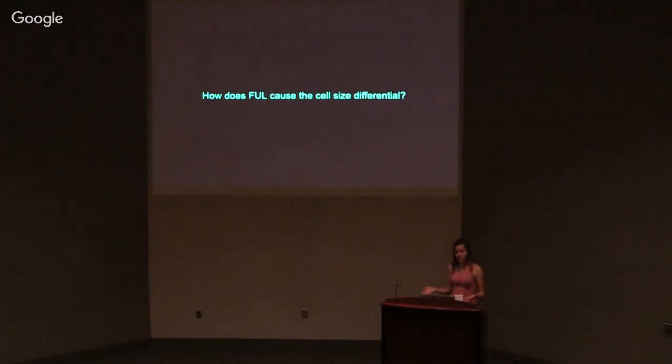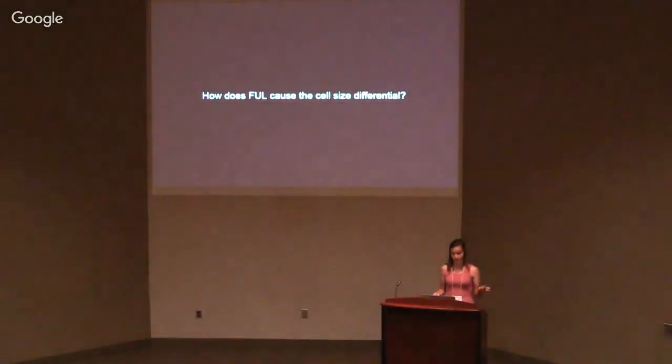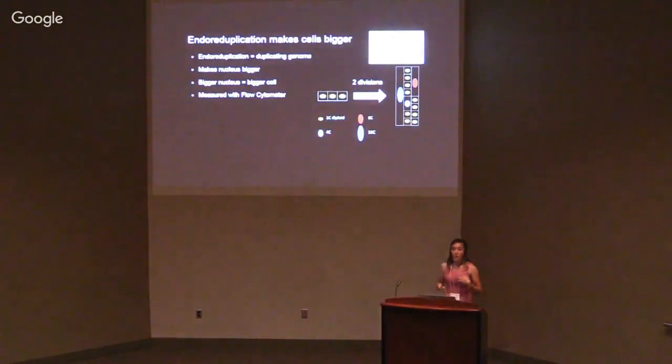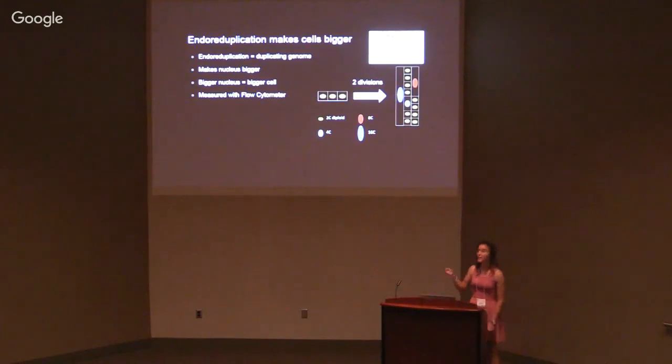So how might full be causing or contributing to the cell size differential that we're seeing? Well, the first hypothesis was that perhaps full impacts a process known as endoreduplication. Endoreduplication is something that can happen when a cell, after duplicating its genome in the S phase, instead of dividing in the normal mitotic cycle into 2 daughter cells, enters something called the endocycle, where the cell basically will double in size, but it doesn't actually ever split into 2 daughter cells.